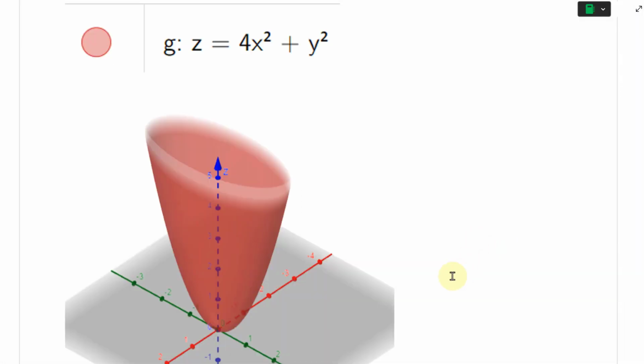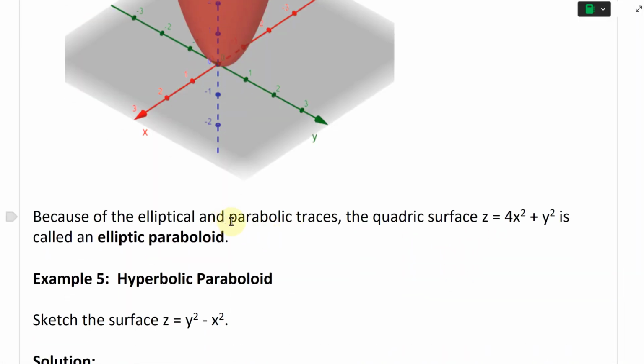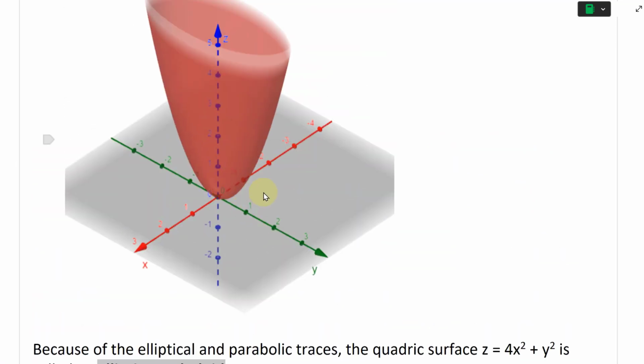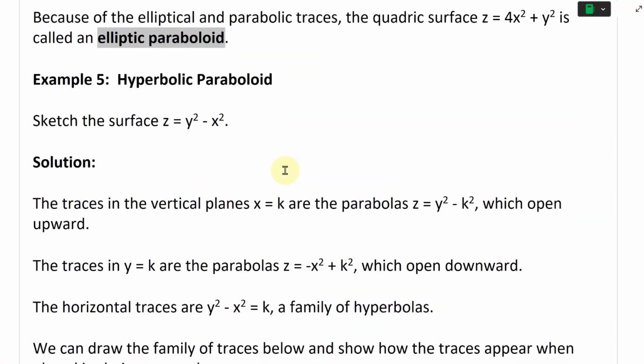Let's continue further. Because of the elliptic and parabolic traces, the quadric surface z equals 4x squared plus y squared is called an elliptic paraboloid. So you have parabolas going vertical, but then you have ellipses around here. So it's like a cone. All right, pretty cool stuff.